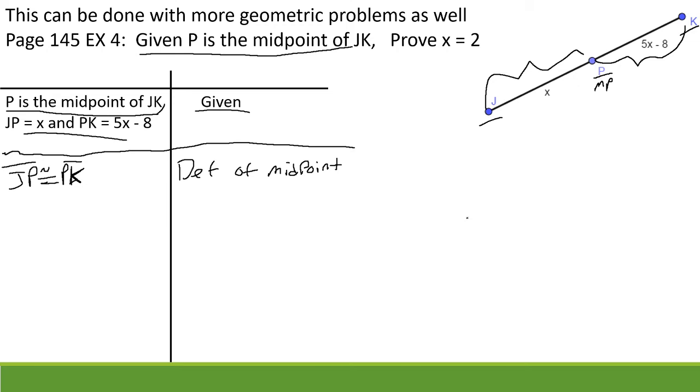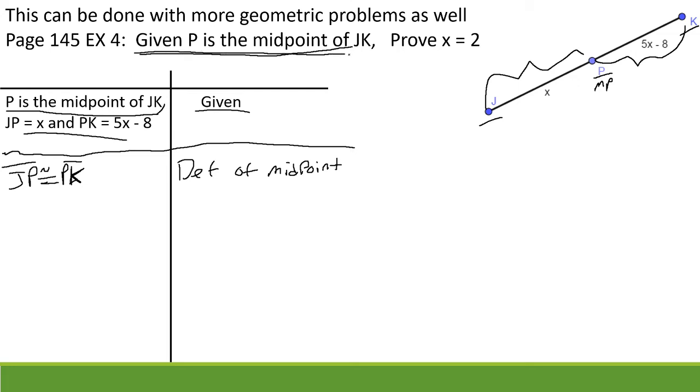Especially now, when we're just starting proofs, we don't have a lot of other theorems to back up our stuff with, so we're going to rely a lot on definitions to help us out. So definition of midpoint, and again, you're going to use this one a lot. So make sure you get used to it early on here. Definition of midpoint is used to say that one half of a segment is equal to the other half of a segment. But obviously, you can only use definition of midpoint when you have a midpoint.